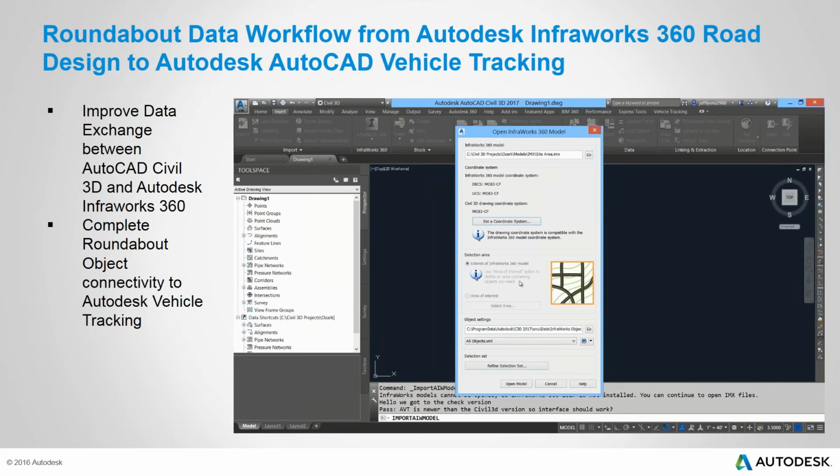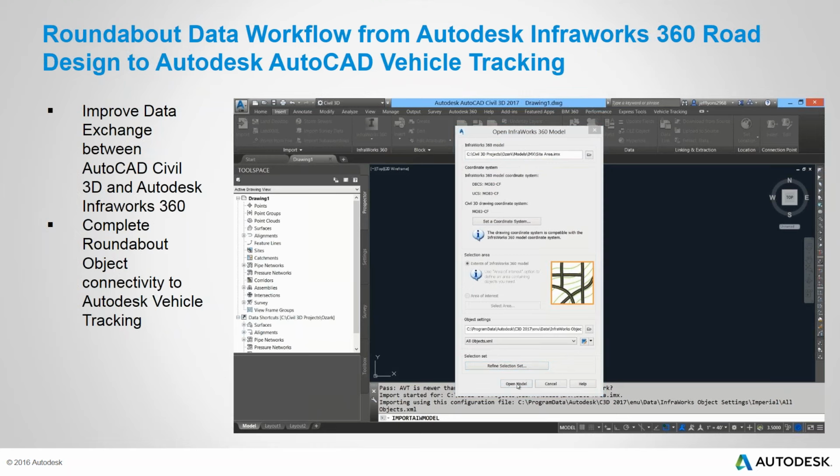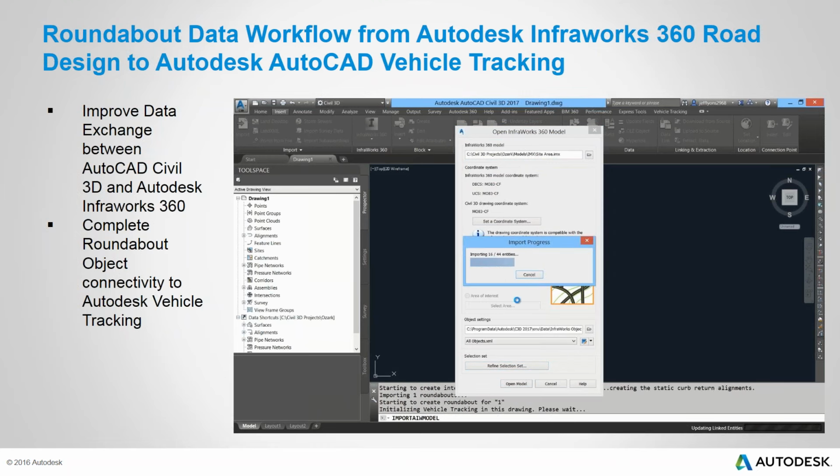You can also get in and refine the selection set. In this case, we'll bring in all of the surfaces, alignments, intersection objects, and especially all of the roundabout objects. If you had done a drainage calculation, it would bring in the pipe network too. So we open the model, and we now have our concept design ready in Civil 3D to continue development.